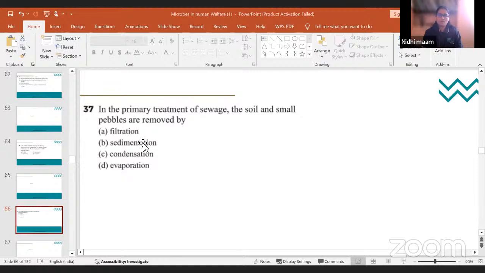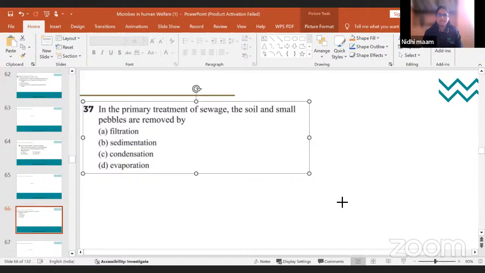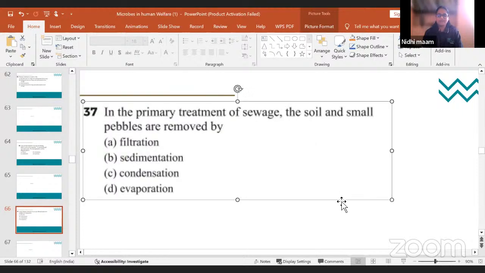In the primary treatment of sewage, the soil and small pebbles are removed by which process? A is filtration, B is sedimentation, C is condensation, D is evaporation.